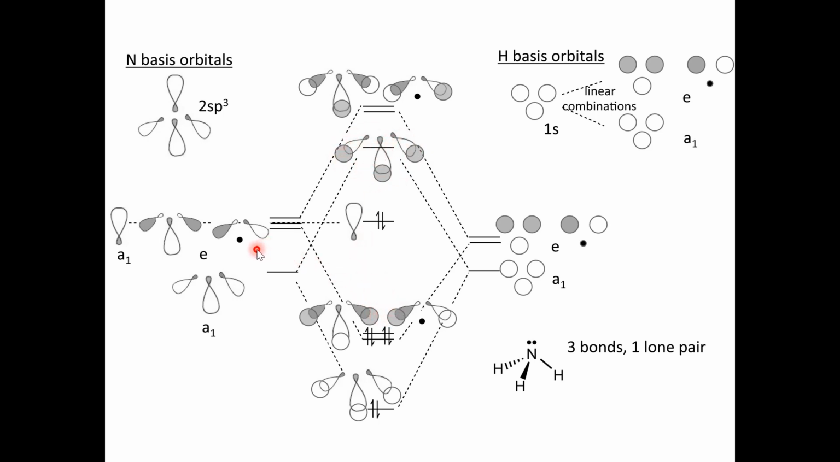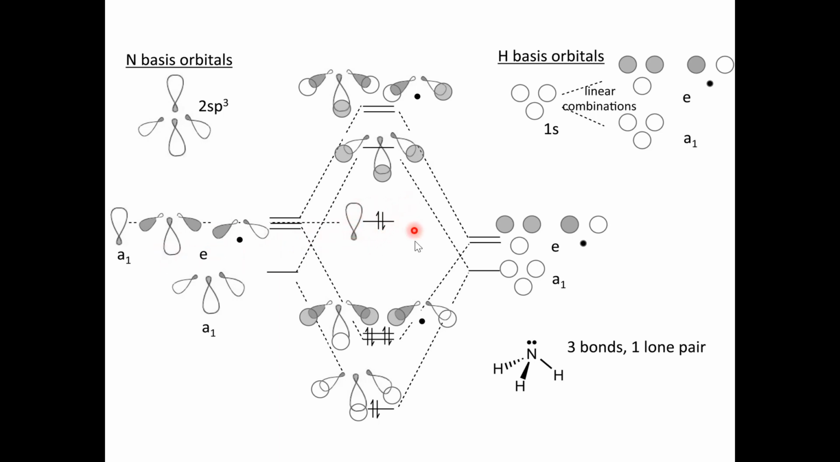What else? Then I can analyze the E states. So the E states will again have bonding and anti-bonding states. And finally, this is a doubly degenerate state. This is a doubly degenerate state. And finally, the lone pair right here.